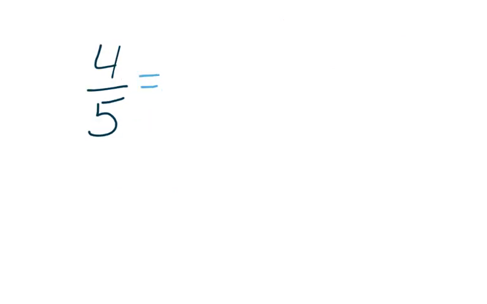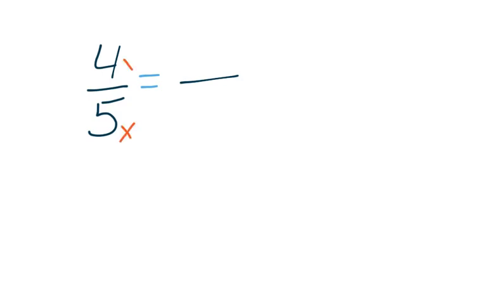So, if I take a look at my fraction 4/5, I want to create a fraction that's equivalent. So I'm either going to multiply my numerator and my denominator by the same number, or I'm going to divide. Now, I can't divide 4 and 5 by anything. They don't have any factors in common other than 1. And if I divided by 1, I'd get 4/5 again, and that's not going to help me create a new fraction. So I'm going to multiply.